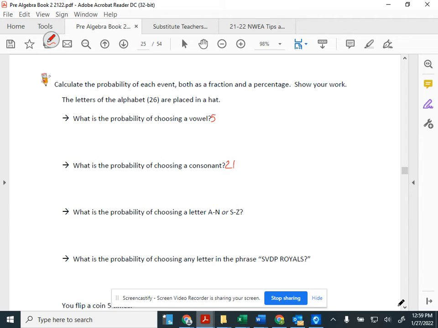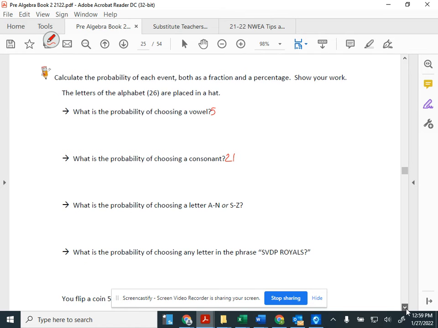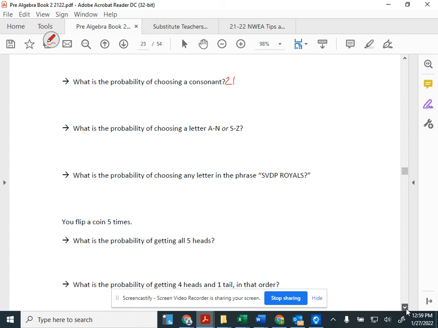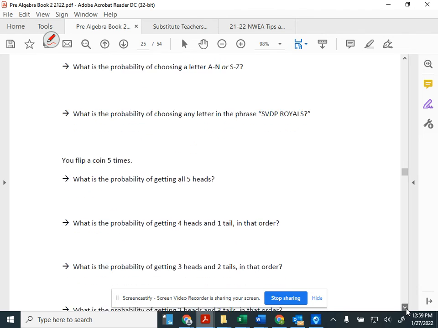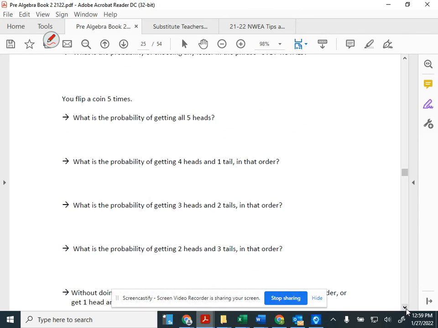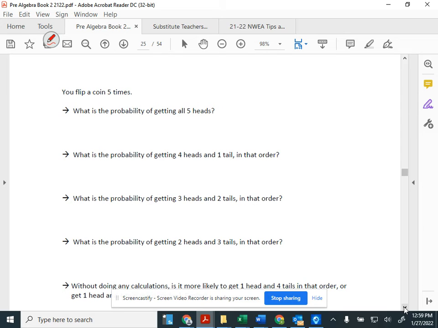So then we're going to go all the way down to the next one. You flip a coin 5 times. Thinking back to what we did yesterday, thinking back to yesterday's PO, how many possible outcomes are there if we flip a coin 5 times? How many different possible outcomes? Andrea? 2 to the 5th power.